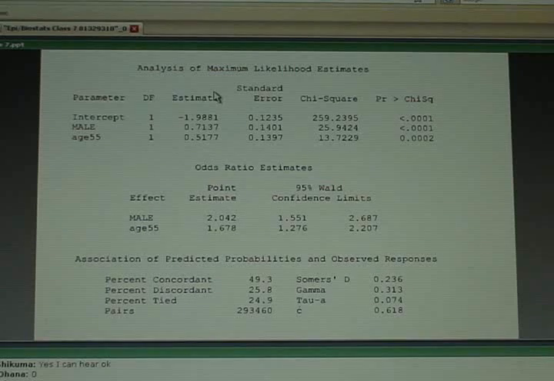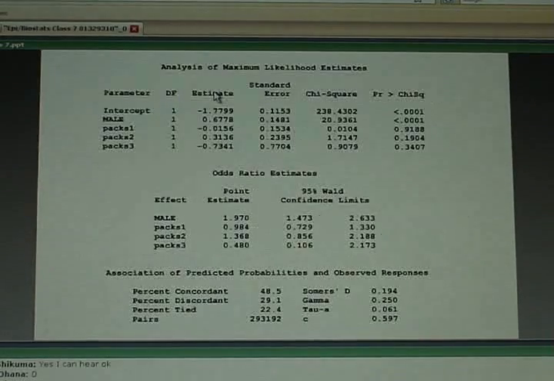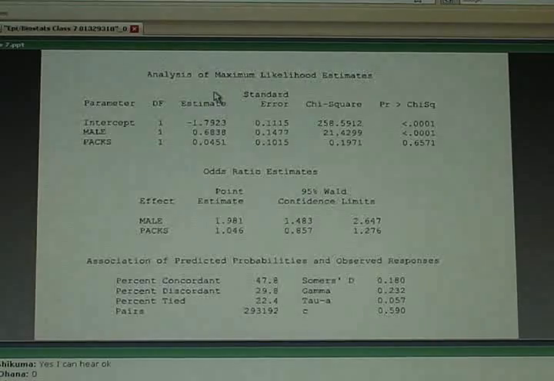What this table is showing you is that there's 1 degree of freedom associated with age and 1 degree of freedom associated with sex, because each of them is represented by a single term. In the last two examples, I have smoking represented by packs 1, packs 2, and packs 3. Each of them has 1 degree of freedom. So this model is spending 3 degrees of freedom on smoking. Well, if I just put packs in the equation, it's only allowing 1 degree of freedom.